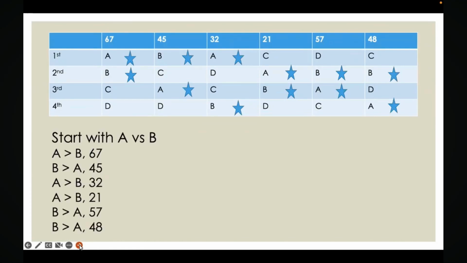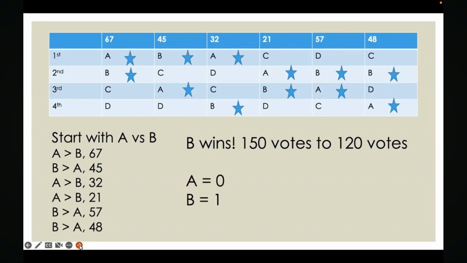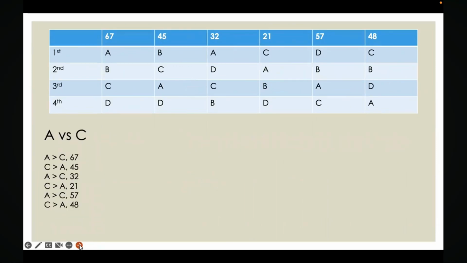As you can see in the first column, A is greater than B and has 67 votes. In the second column, B is greater than A with 47 votes, and so on. So head to head, how many votes does A versus B get? B wins. If you count the total number of votes, B gets the higher votes. So A got 0 points and B got 1 point. We continue with A versus C. We go through each column and compare.